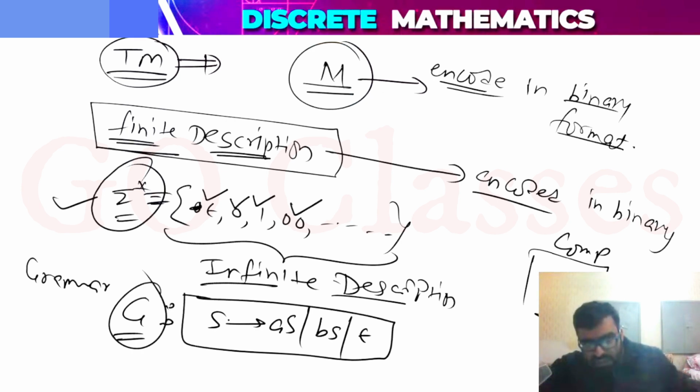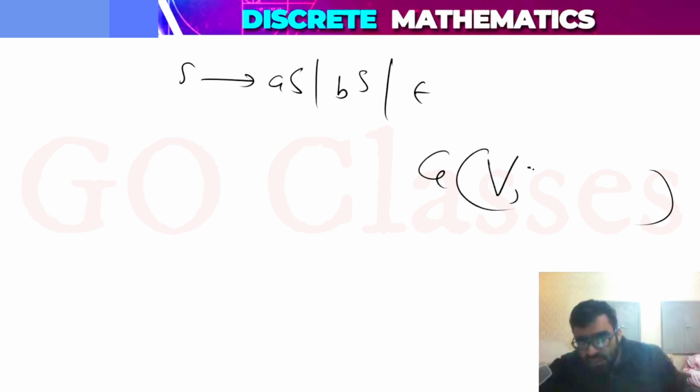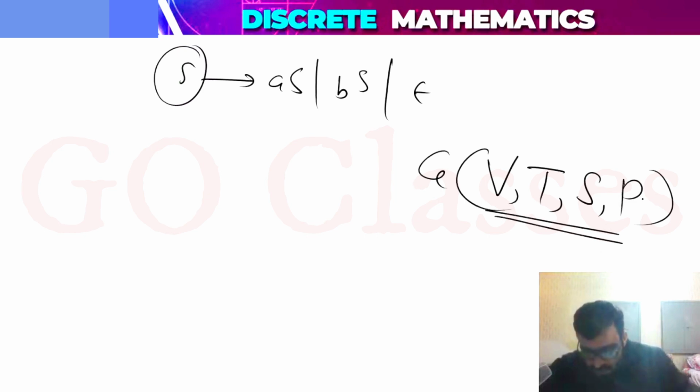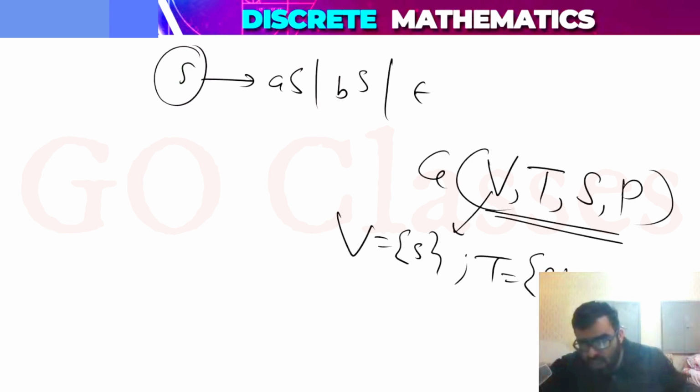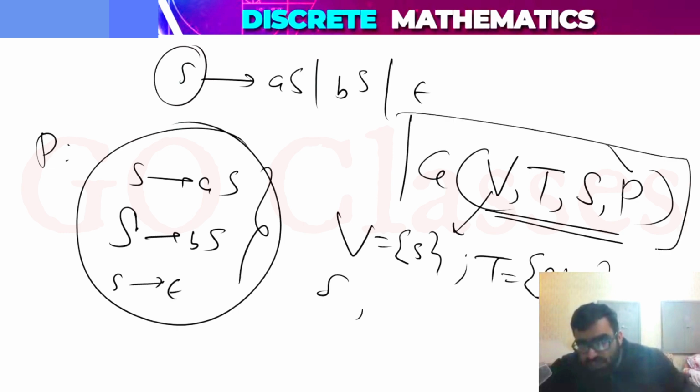This is just a finite description. What is the description of this grammar? S goes to AS, BS, epsilon. It has a set of variables, a set of terminals, and also a set of productions. So this has a finite description: V, T, S, P, only four things. What is V? V is basically your S only. What is T? T is basically A comma B comma epsilon. Let's not put epsilon. This is your T, and S is the start symbol. And P has only three things: one is this, another is this, and another is this. So this is your P. Everything is finite, so this complete description is a finite description.